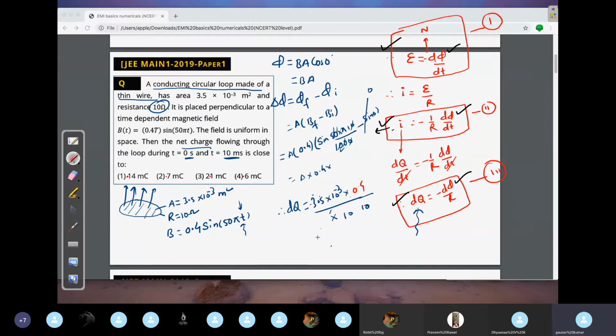So when you multiply these two, this is micro only. Now you have to just solve these values. 3.5 multiplied by 4 by 100. You'll get micro coulomb. So we'll get 0.14 millicoulomb. This is the answer to the question.